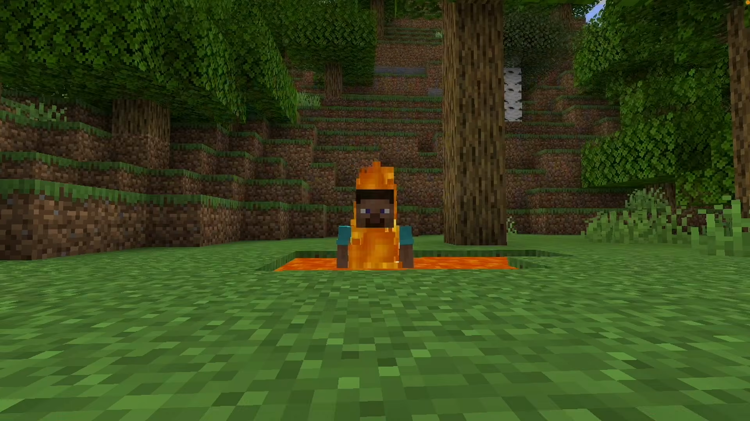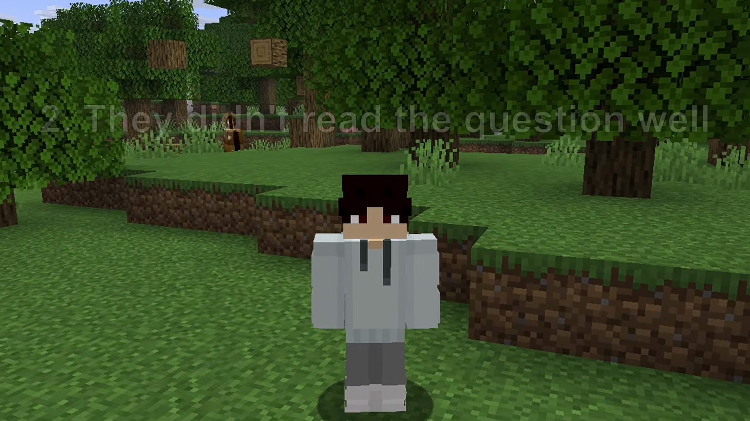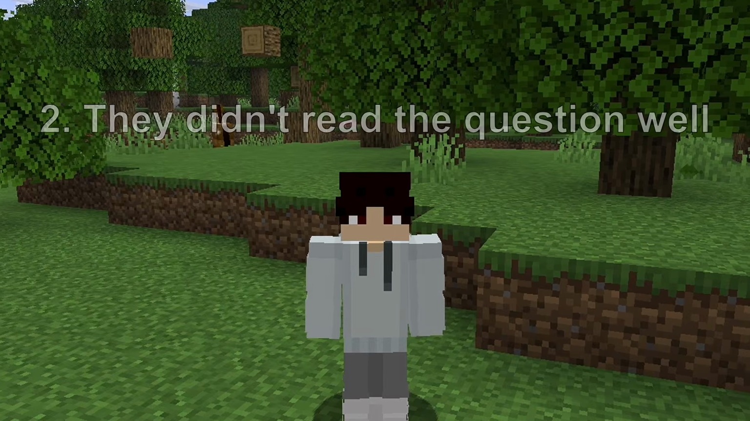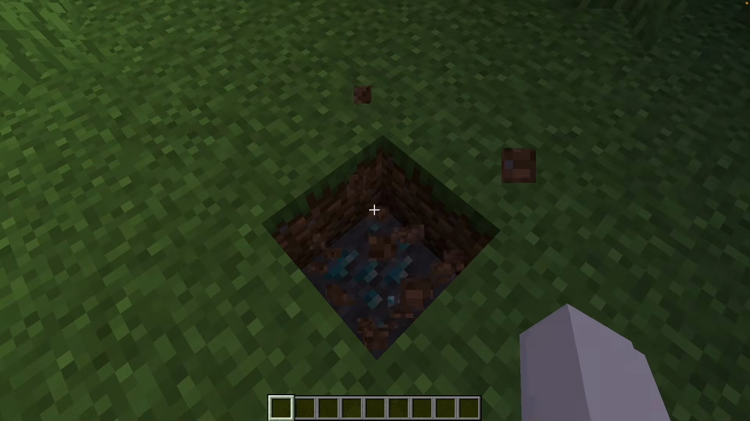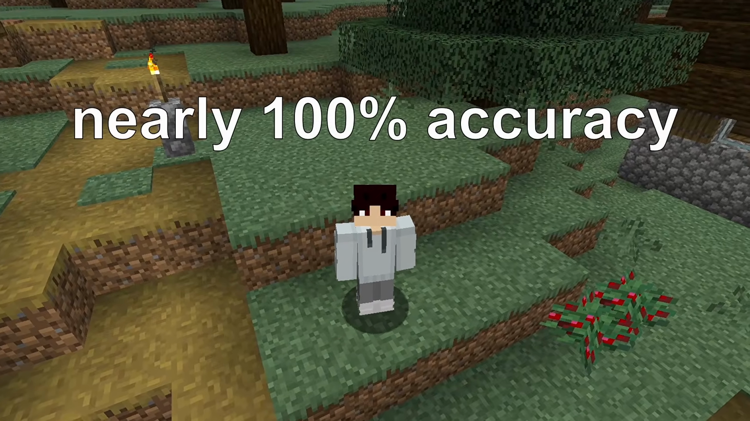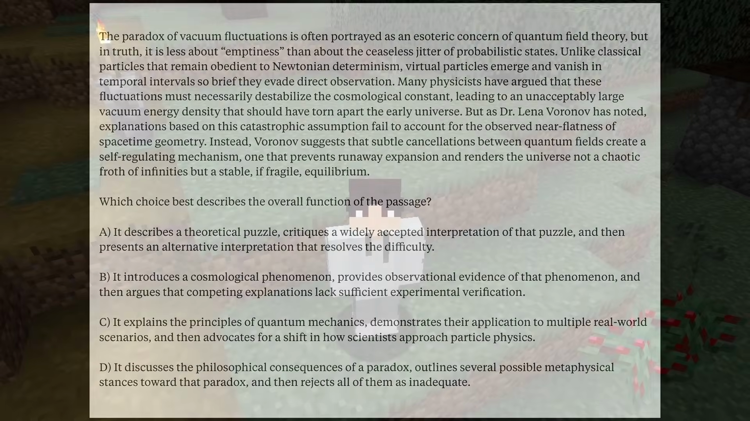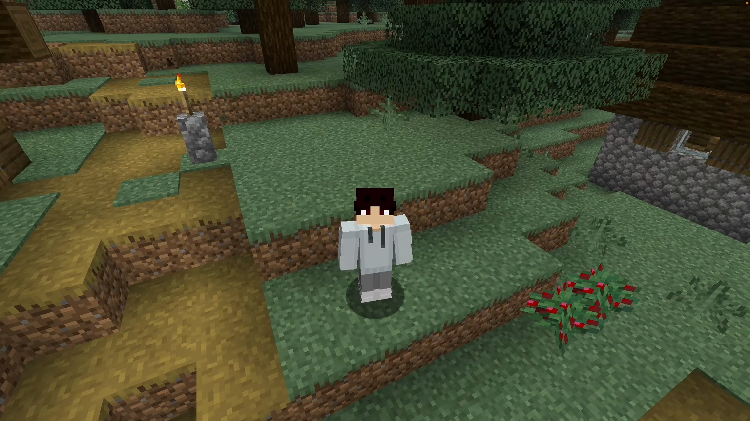Students mainly lose points here because 1, they didn't know the grammar rule behind it, or 2, they didn't read the question carefully enough. That's literally it. There's no SAT wizardry, there's no hidden tricks. These are the only 2 reasons. And so your goal with these questions should be nearly 100% accuracy. There are a lot harder questions on the reading section. You should not be missing these if you have the ability not to.